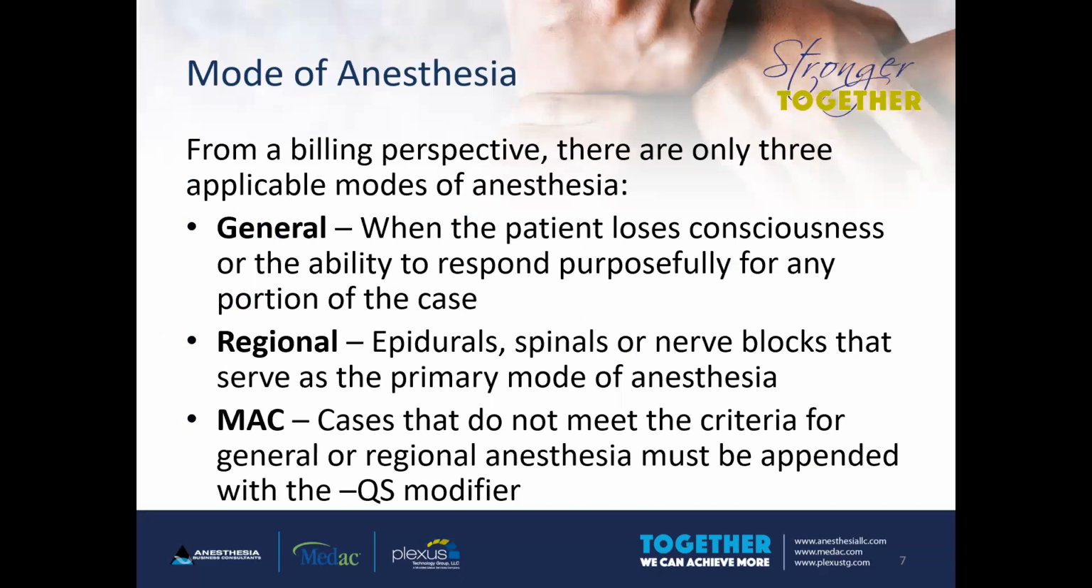So as we're looking at documentation of the record, let's begin with the anesthesia technique or mode of anesthesia. There are only three. A general anesthetic is when the patient loses consciousness or the ability to respond purposefully for any portion of the case, whereas a regional anesthetic is something like an epidural or spinal or nerve block. This is the primary mode of anesthesia we're talking about when we say regional, not post-op pain blocks. And then finally, MAC, monitored anesthesia care.